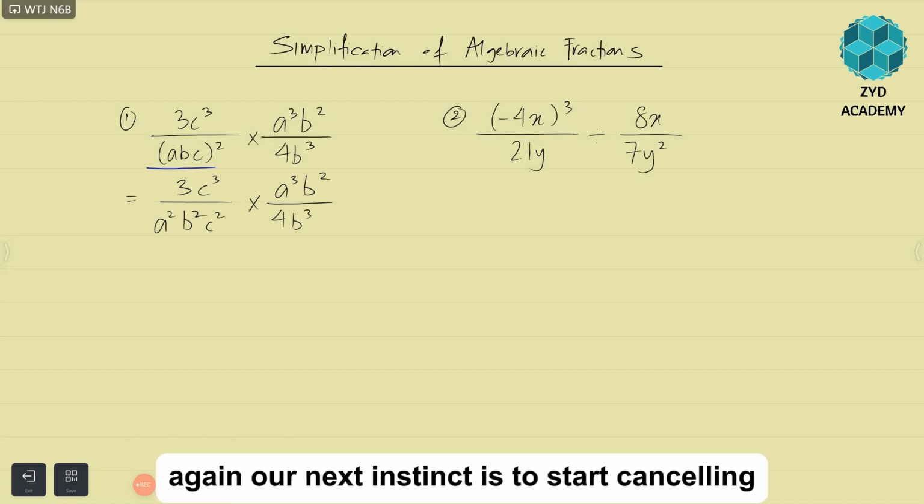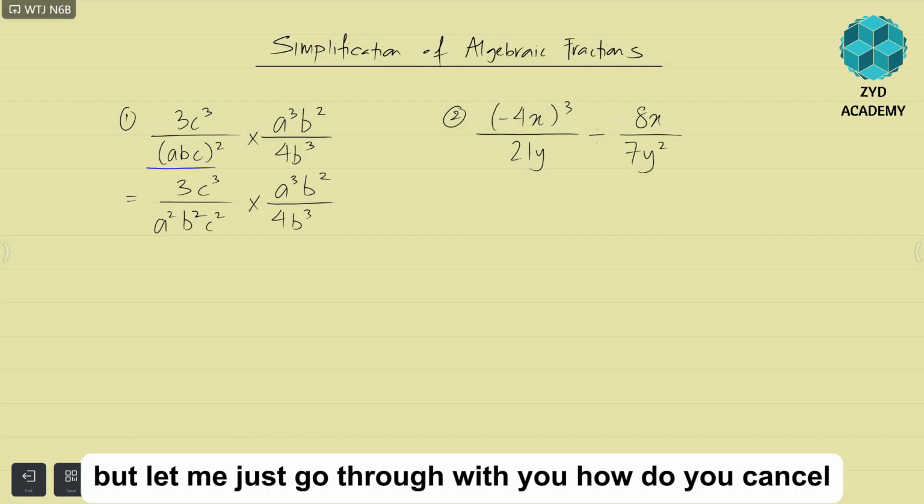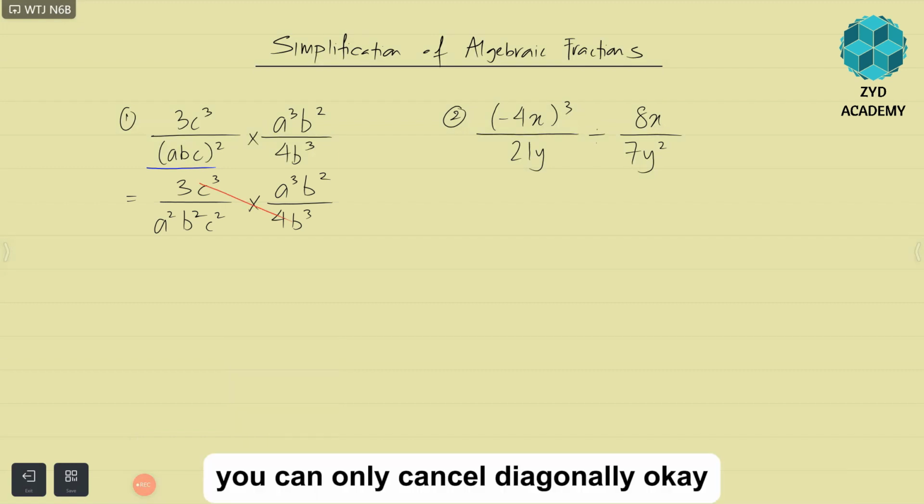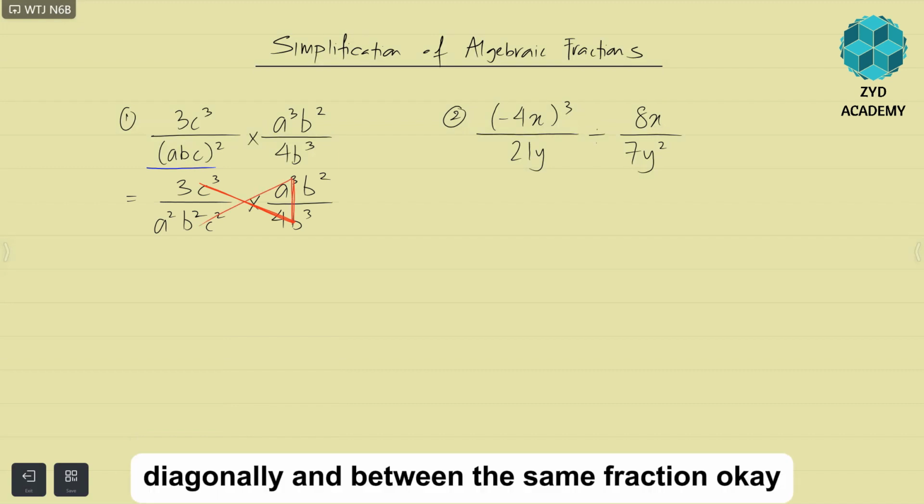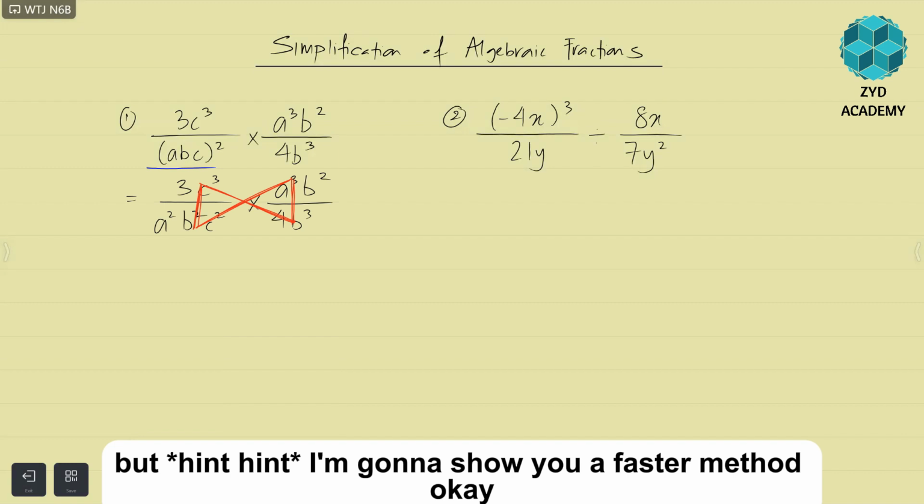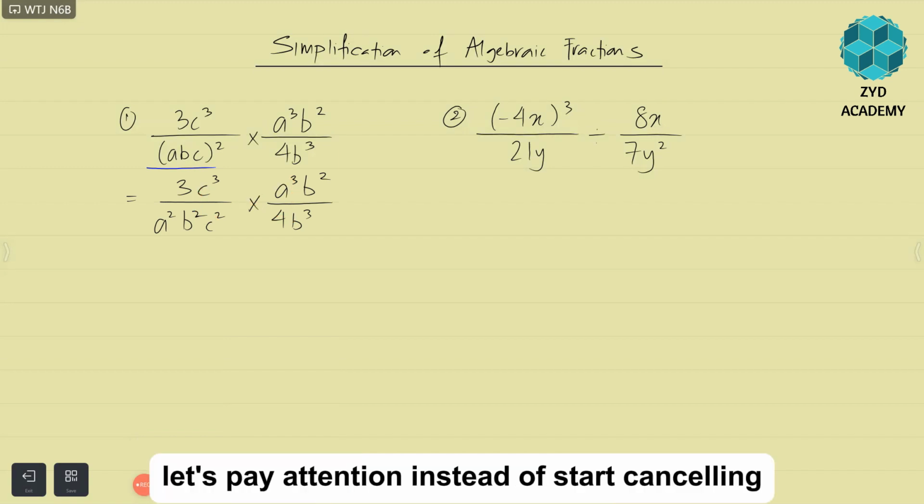Again, our next instinct is to start cancelling, which is okay. But let me just go through with you. How do you cancel? You can only cancel diagonally, between the same fraction, diagonally. So just remember this ribbon. This is how you can cancel. But I'm going to show you a faster method, less confusing. Let's pay attention.